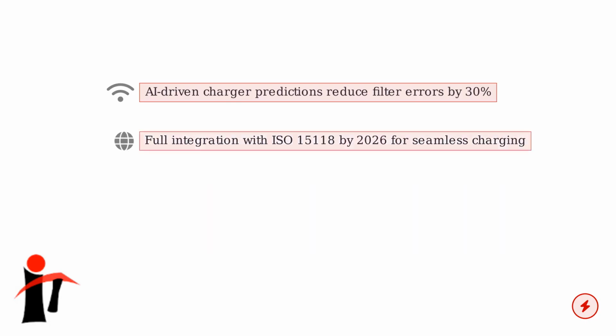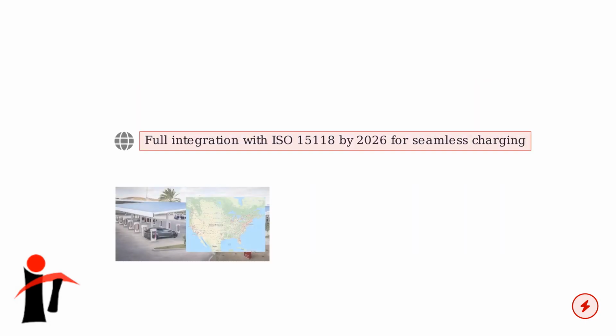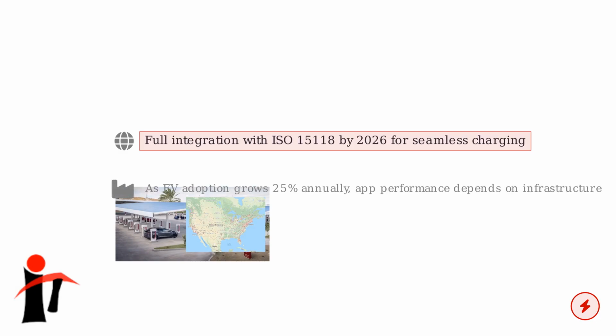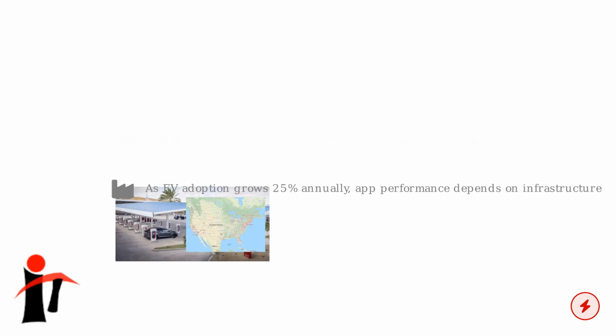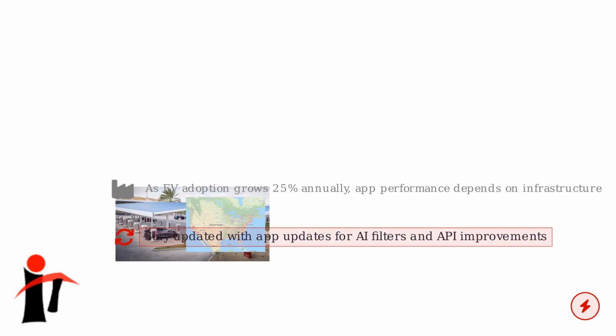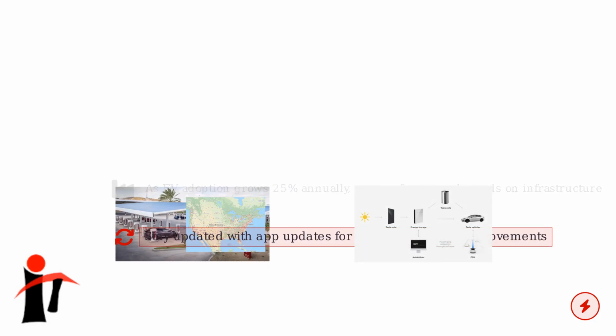As electric vehicle adoption grows at 25% annually, app performance will increasingly depend on Tesla's investments in back-end infrastructure and decentralized data servers. However, with rising EV numbers, network congestion could affect app reliability unless Tesla continues to prioritize API robustness and edge computing solutions. Stay updated with Tesla app updates, as future versions will include AI-powered filters by 2027 and privacy-focused data sharing options for better charger recommendations.